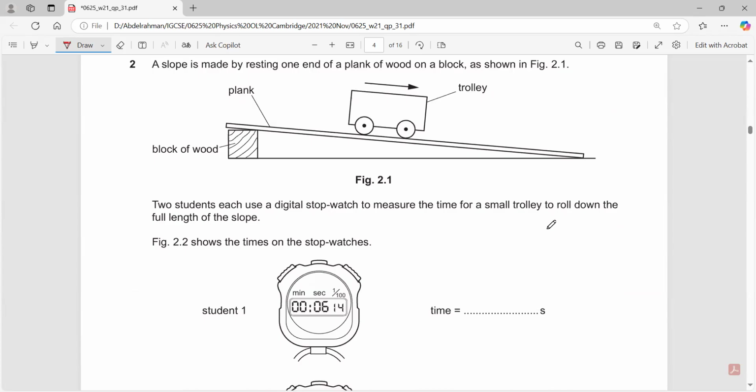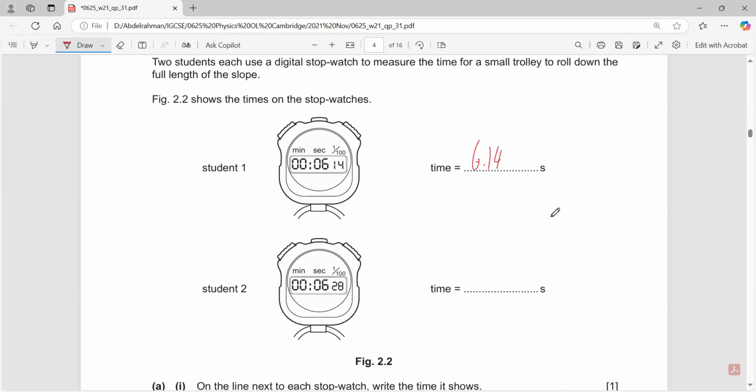A slope is made by resting one end of the plank on a wooden block. The students use a digital stopwatch to record the time. Now we have the time. What is the time? 6.14. What is the second time? 6.28. That's quite easy. 6.28.